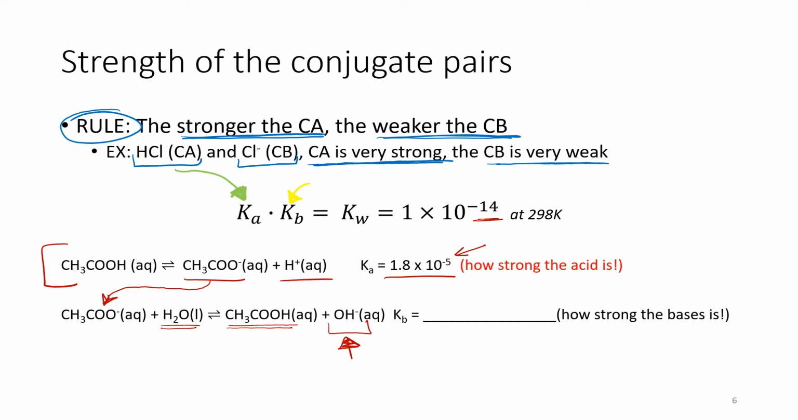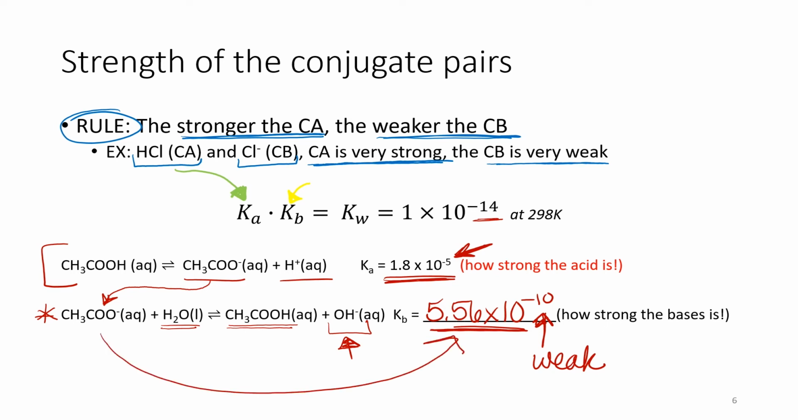Kb, with the math and all that fun, is 5.56 times 10 to the negative 10. And this is how strong the base is. These numbers indicate the amount of dissociation into the ions, or the amount of reacting, in the case of the conjugate base, with the water. So very little actually reacts with the water to reform the acid, but some does.